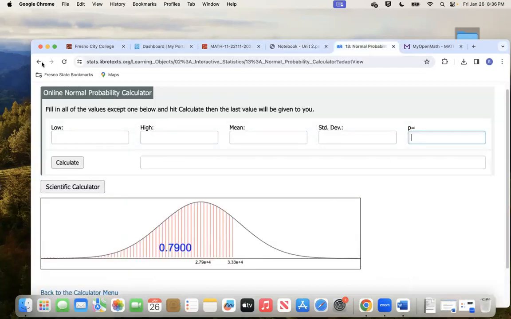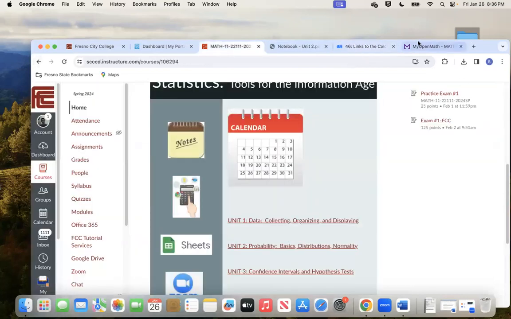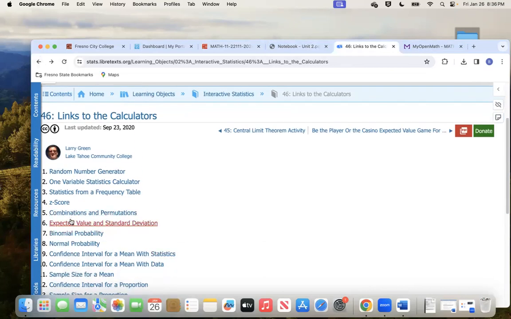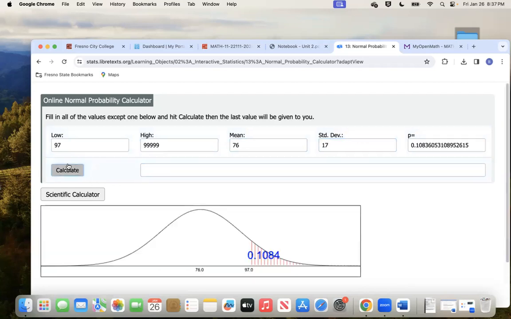So here we are, I'm on the online calculator. Here's the homepage. Click on the online calculator. Go down to number 8, normal probability. Click on it, come on down. So the low was 97. The high was 5 nines, 4 or 5, it doesn't matter. It's infinity, basically. The mean was 76. 17 was the standard deviation. And calculate. And there it is, 0.1084. Beautiful. That was the answer on part B.